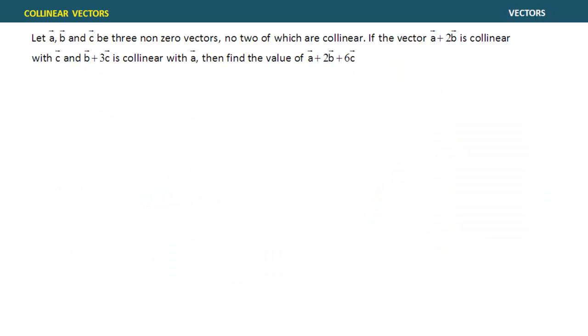Okay, let's take a question to understand the concept of collinear vectors. a, b, c are vectors such that they are non-zero and no two of which are collinear. So that means a cannot be written as lambda b, b cannot be written as mu c, and a cannot be written as gamma c. So they are not related like this.